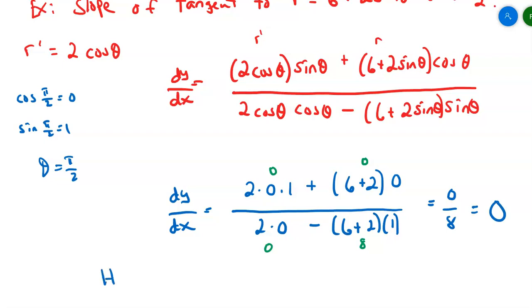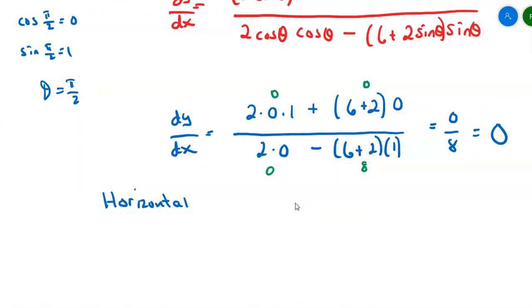What that means is that the tangent is horizontal. And this graph is actually not centered at the origin. It's centered at 2 units above. But still, theta equals pi over 2 is the top of this, right? So it does make sense then that there's a horizontal tangent up at the top at pi over 2. So that's just a matter of throwing in formulas.